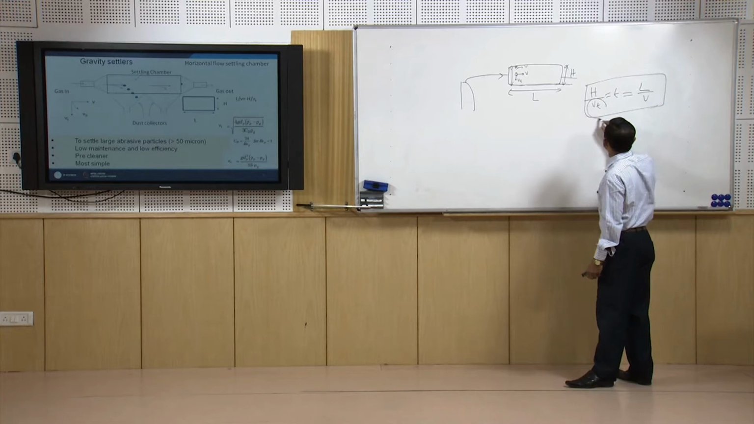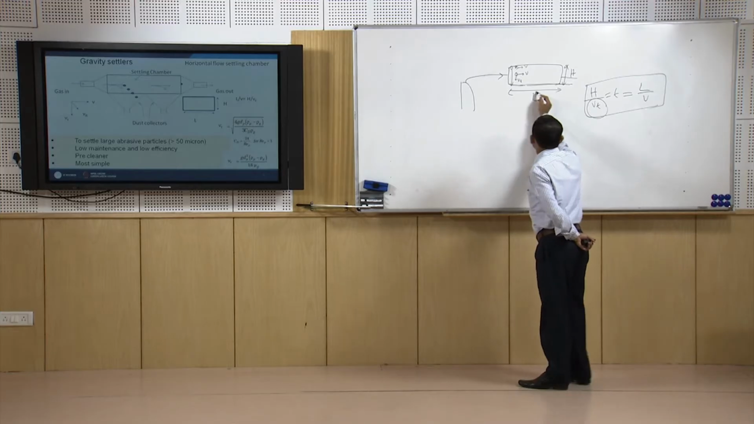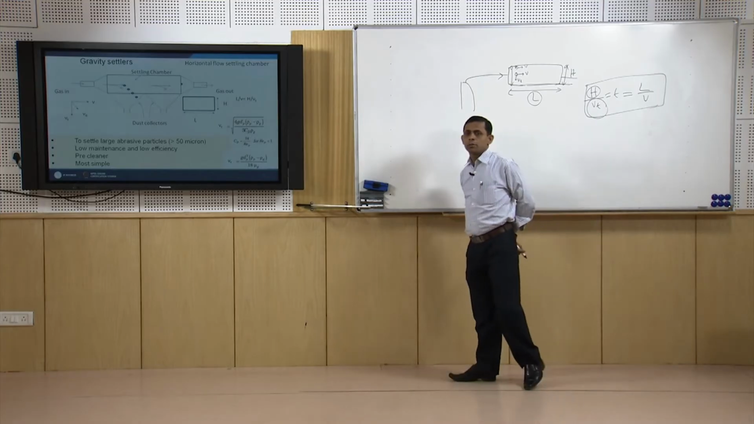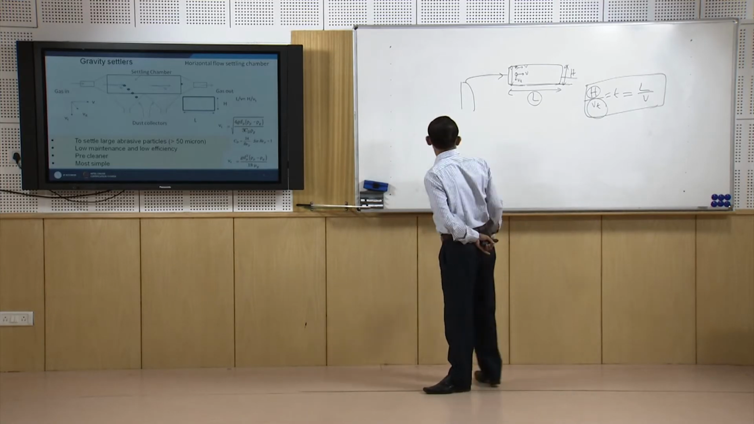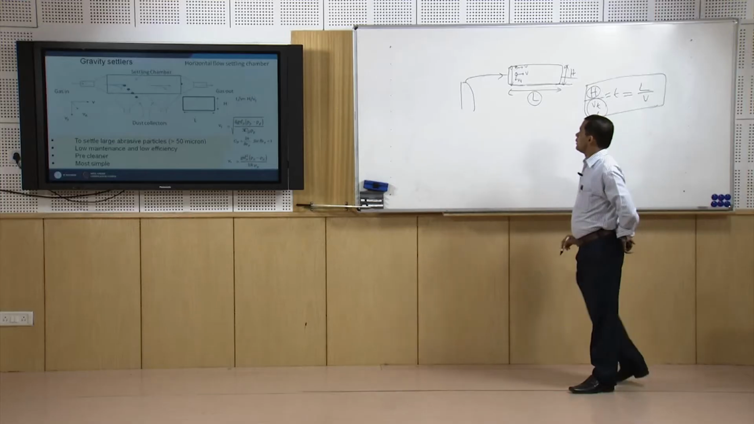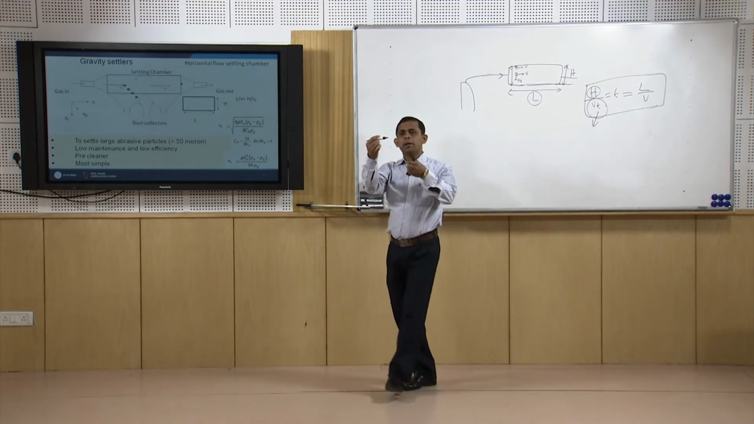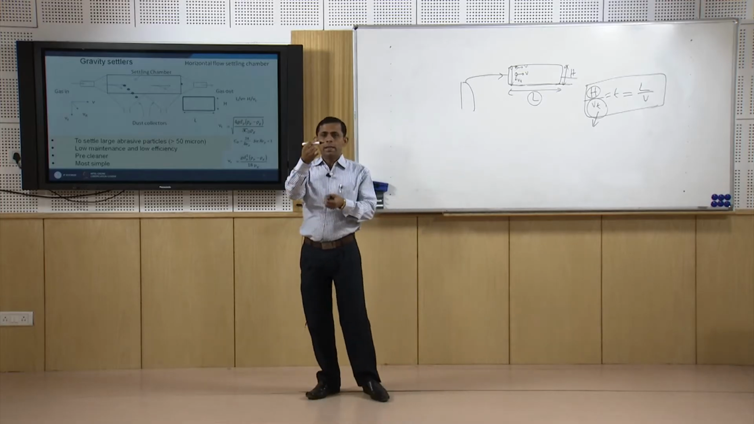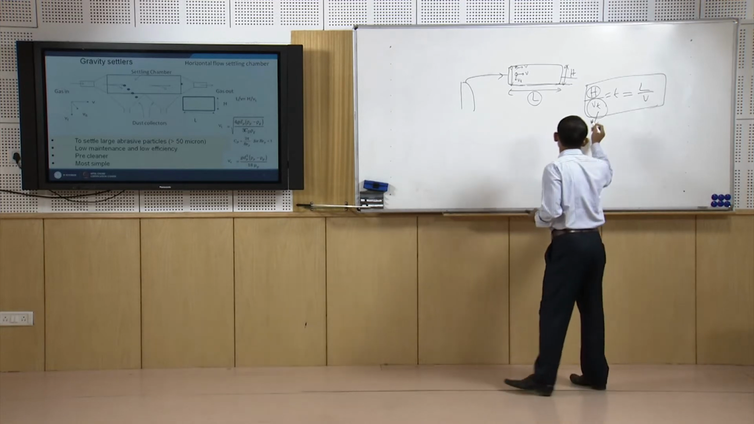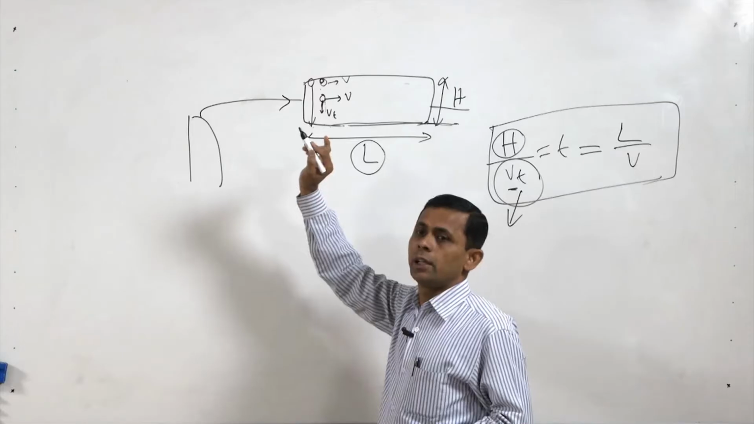Now, if we know Vt, then we can get the value of L, and what value of H will give the separation of the particles. That means it gives the dimensions of the chamber. Now let us see how we can get the value of Vt. Vt is the terminal settling velocity. If we drop a particle from rest, the particle will increase its velocity and attain a constant velocity. That constant velocity in the vertical direction is called the terminal settling velocity. We are assuming the same situation here: the particle has reached the terminal settling velocity.